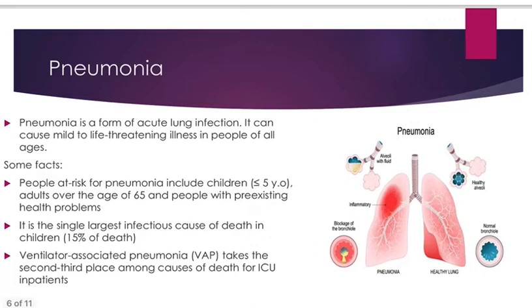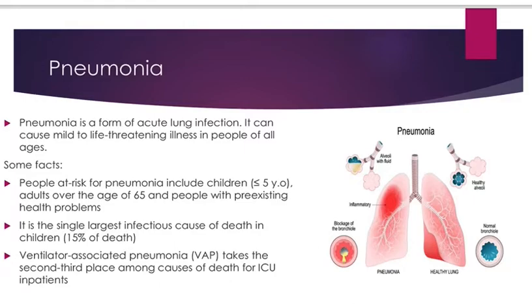Here about pneumonia. Pneumonia is a form of acute lung infection. It causes mild to life-threatening illness in patients of all ages. Some facts about pneumonia: people at risk for pneumonia include children less than 5 years, adults over the age of 65 years, and people with pre-existing health problems, who can get pneumonia from Streptococcus pneumoniae infections. It is the single largest infectious cause of death in children, where we can see 50% of the deaths. And ventilator-associated pneumonia, which we call VAP, takes third place among causes of death for ICU inpatients.